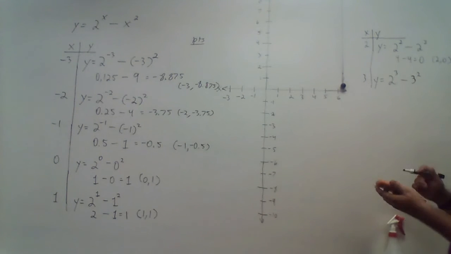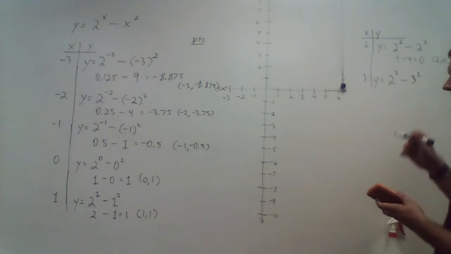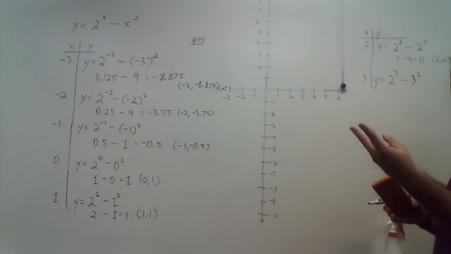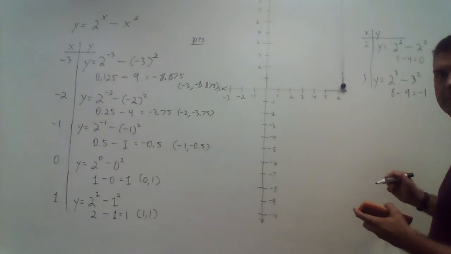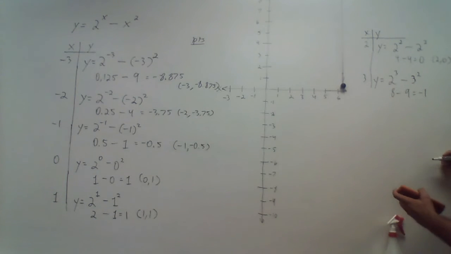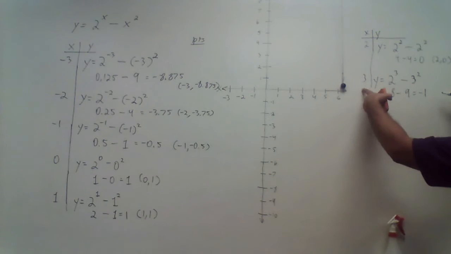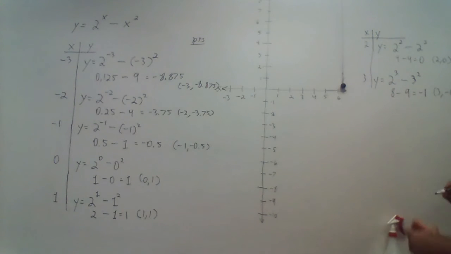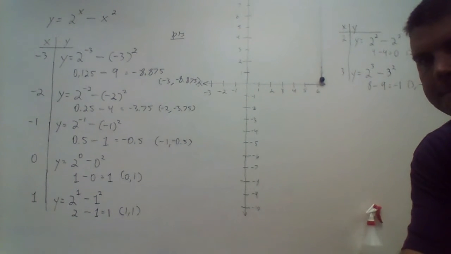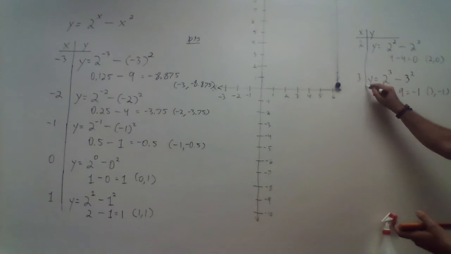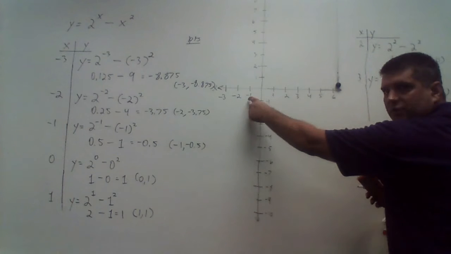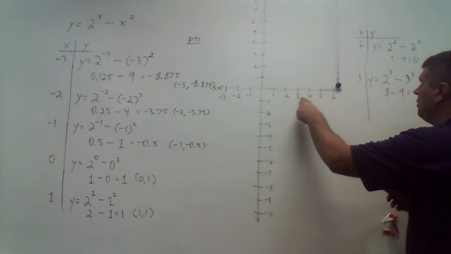2 cubed. 2 to the third power is 2 times 2 times 2. That's 8. 3 squared is 9, so negative 1. Okay? So x coordinate 3, y coordinate negative 1. All right. Next step. I did negative 3, negative 2, negative 1, 0, 1, 2, and 3.